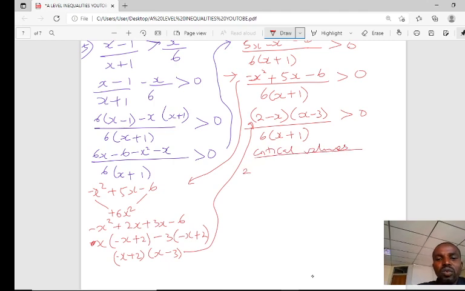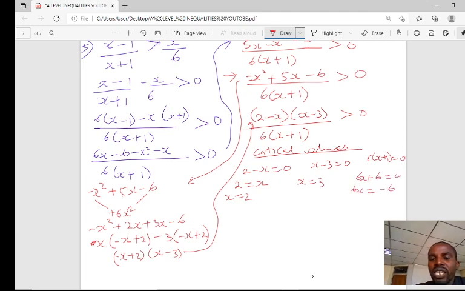First you write 2 - x = 0, then x - 3 = 0, then 6x + 1 = 0. From the first one, you get 2 = x, so x = 2. On the second one, you get x = 3 right away. On this one, you can remove the bracket: 6x + 6 = 0, then 6x = -6. Divide by 6 both sides, you get x = -1.